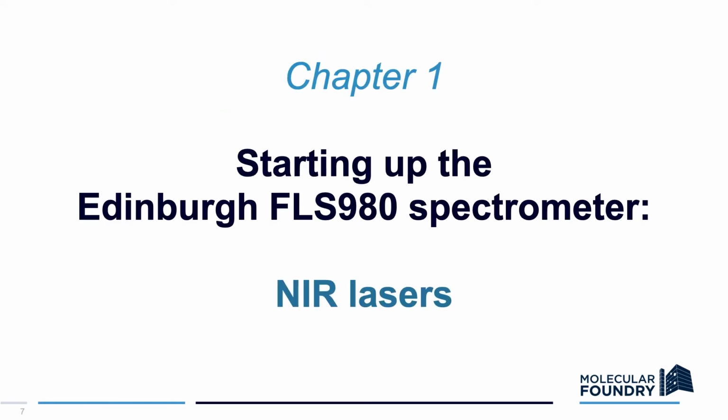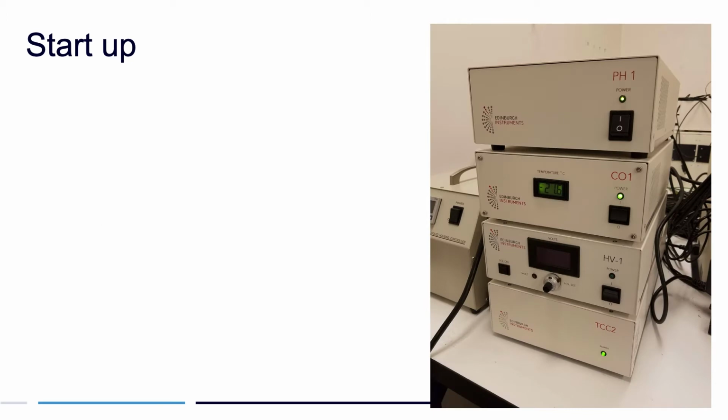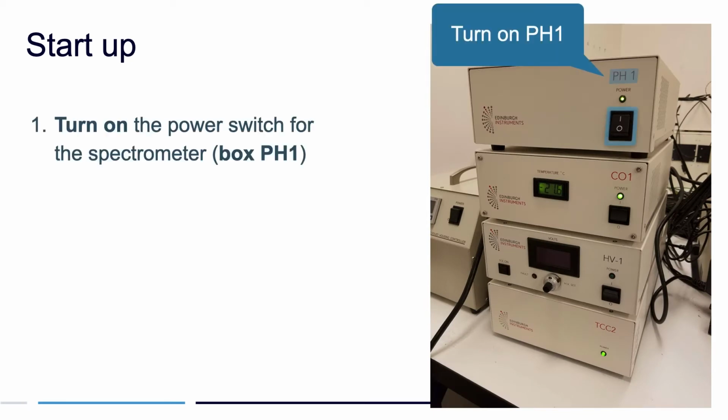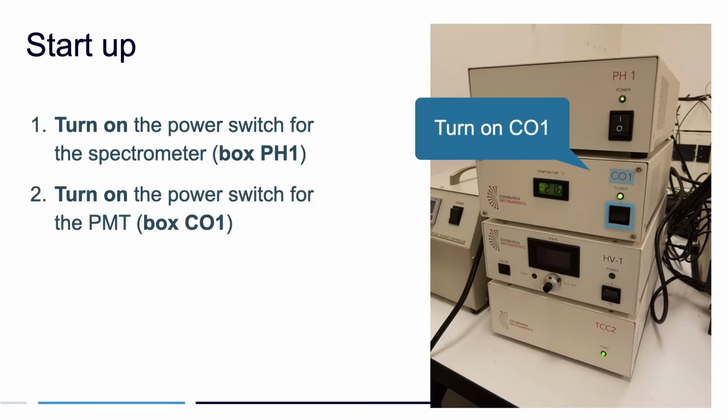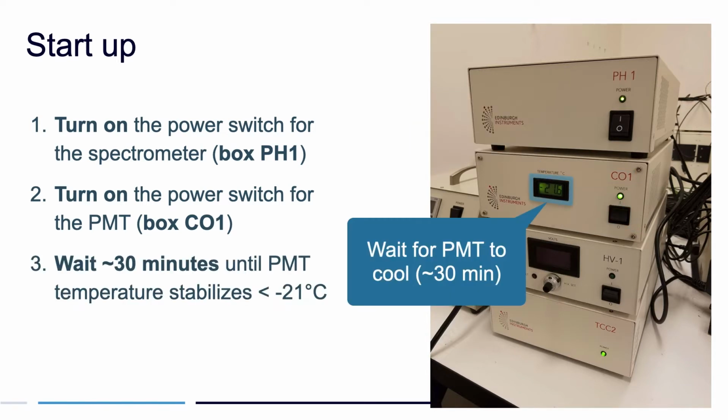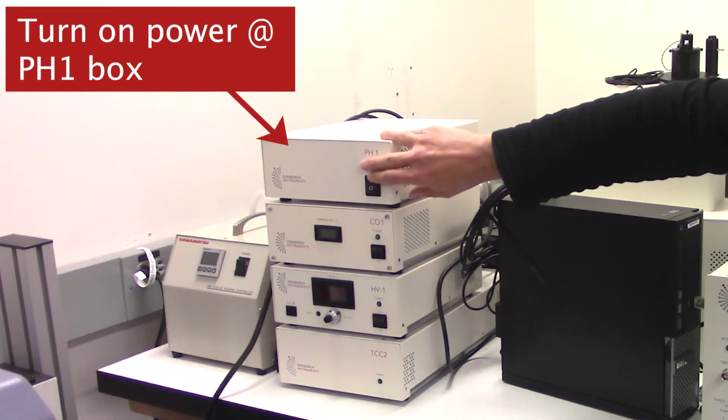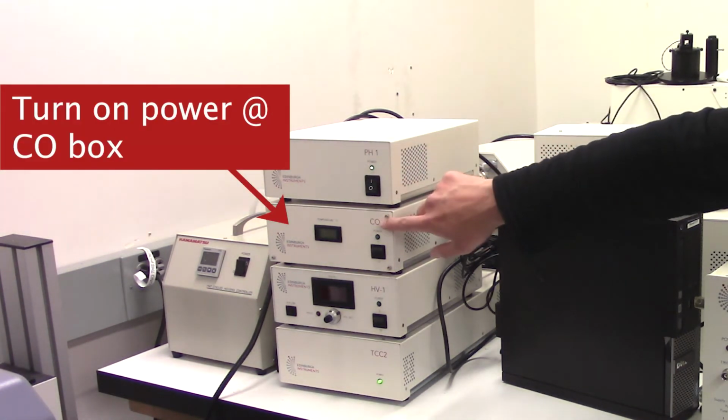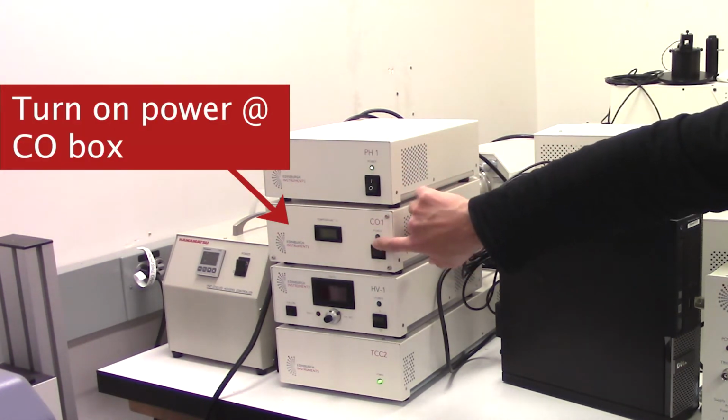Starting up the spectrometer. The first thing you want to do when you first get to the instrument is to turn on the pH1 switch, which turns on the power for the spectrometer. Next, you'll turn on the CO1 switch, which turns on the power for the PMT. It will take about 30 minutes for the PMT temperature to stabilize below -21 degrees Celsius, but the longer you can wait, the less noise you'll have in your detector. So you should always plan to wait at least 30 minutes before you start doing your experiments.